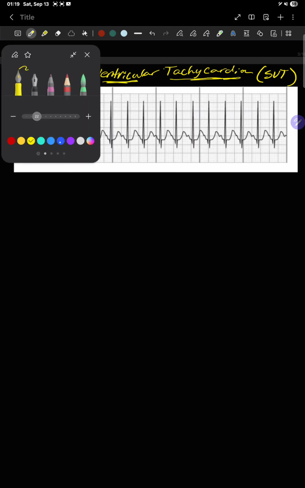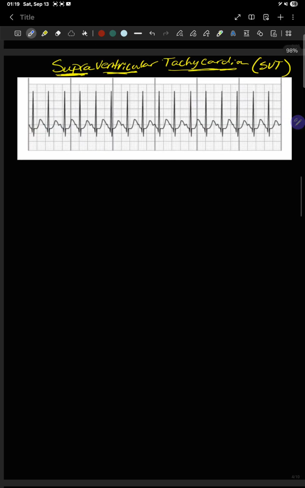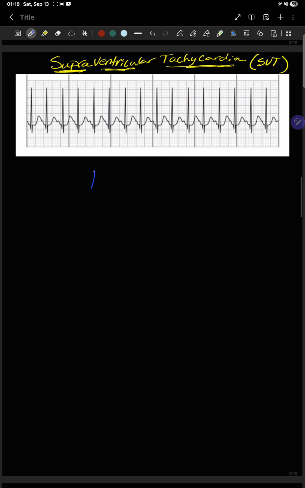Okay, so looking at this rhythm that I have down here, what do you see? Well, what's the first thing? Where's my P waves? Looks like they're buried in there because it's going so fast that it's bunched up in there, right? Okay, so yeah, we see them.